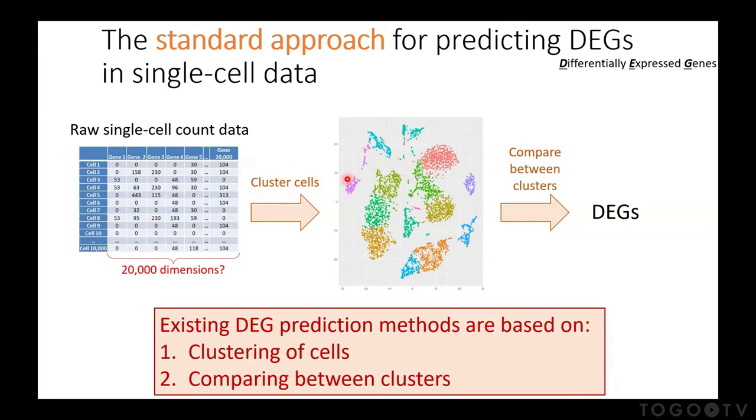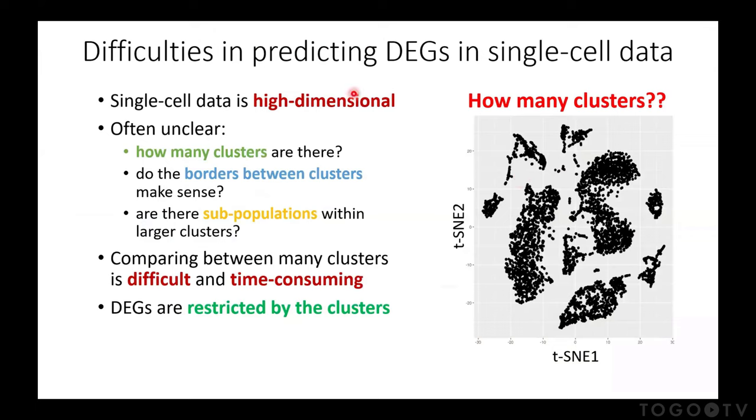And then we compare between the clusters. We take the cells of this cluster and run a statistical test for every gene, basically, to see if there is a gene that has a high expression here but not in the other clusters. Then we do the same thing for this cluster, and this cluster, and so on and so on. So it gives us the DEGs, hopefully. There are two steps here: clustering and then running many comparisons. I think it's fine, but there are some difficulties, I guess.